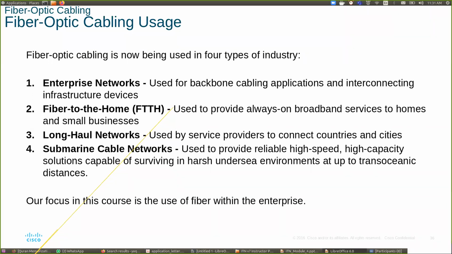You also have long haul networks, used by service providers to interconnect countries or cities. Let's say we have a branch in Banjul and another in Dakar and want to interconnect them, we can use a long haul network. We also have submarine cables. I'm sure we have all heard about the ACE submarine landing station. It uses fiber to interconnect different cities together. So these are all done by optical fiber.